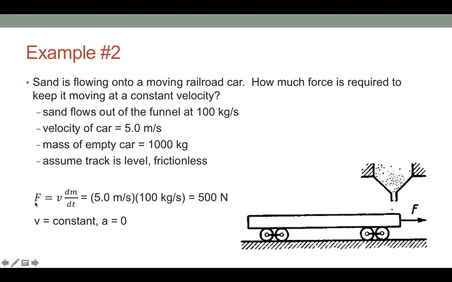And here's our answer. The force is just v times dm/dt. That's what we started out with. That's just the velocity, 5 meters per second, times the mass rate, which is 100 kilograms per second. That means we have to apply a force of 500 newtons. That will keep the velocity constant.